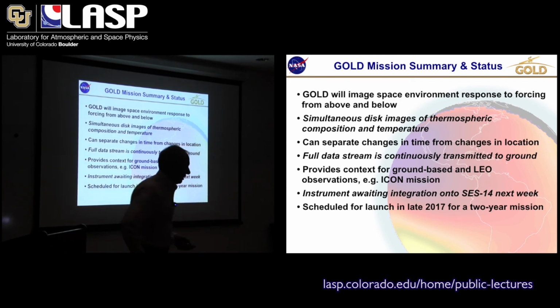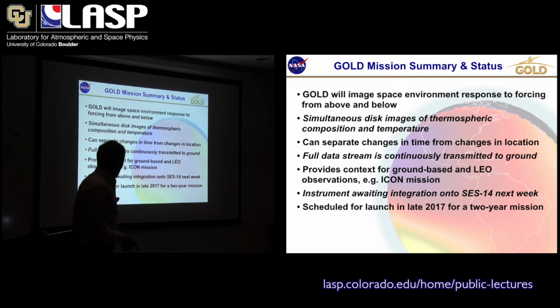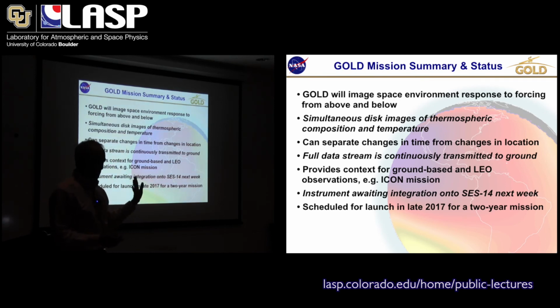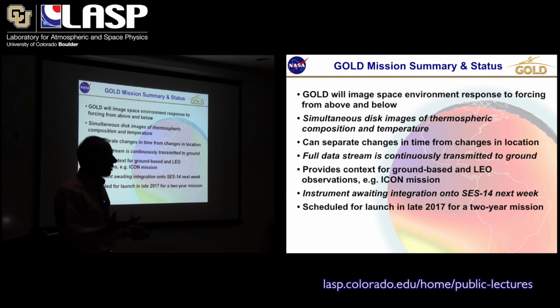Just in summary, I think I've hit on some of these things about the forcing from above and below. Basically, because I didn't emphasize that a lot, the same images just get different processing to get the composition and temperature out of it. So we're doing these at the same time from the same locations. Because of being able to look at the same locations over and over, versus flying around and taking a month or at least a day to get back to the same longitudes, we can separate, in the Thermosphere Ionosphere, changes that are on the order of an hour.